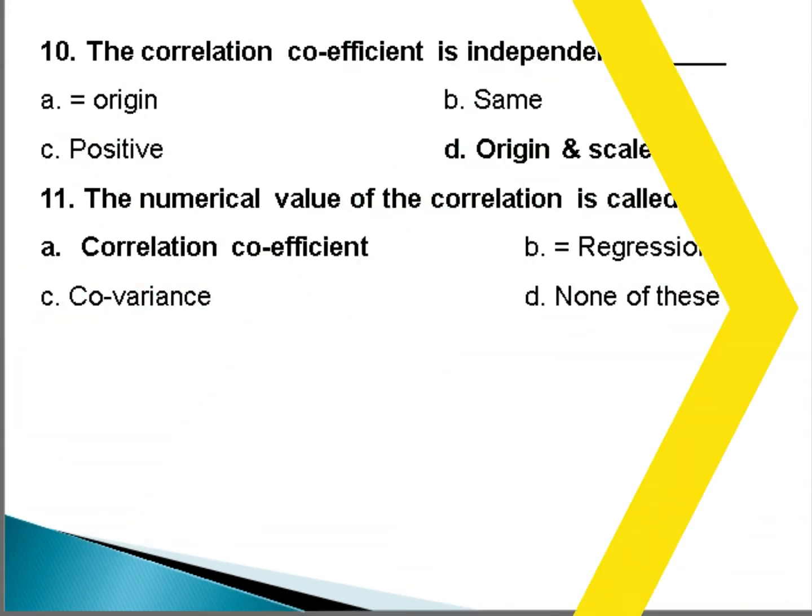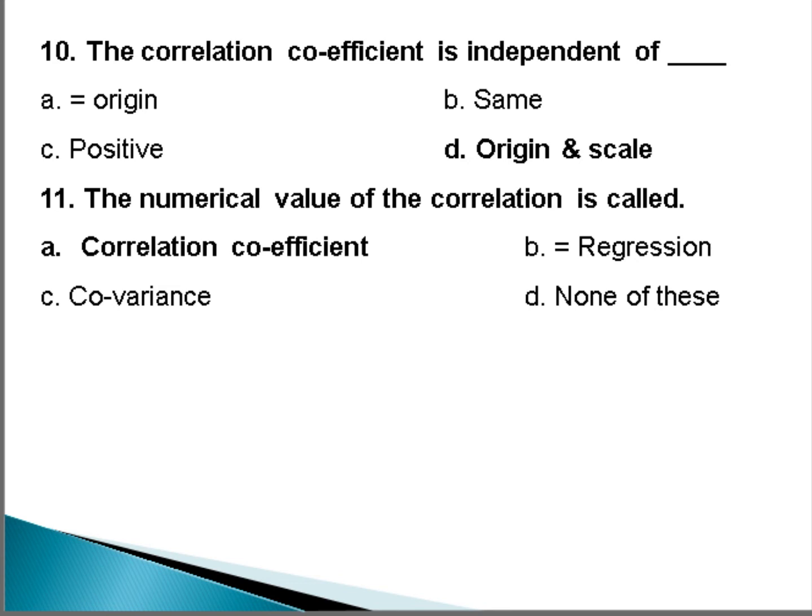Statement number 10. The correlation coefficient is independent of A option origin, B option same, C option positive, D option origin and scale. The true option is D, that is origin and scale. Statement number 11. The numerical value of the correlation is called A option correlation coefficient, B regression coefficient, C covariance, D none of these. The true option is A, that is correlation coefficient.